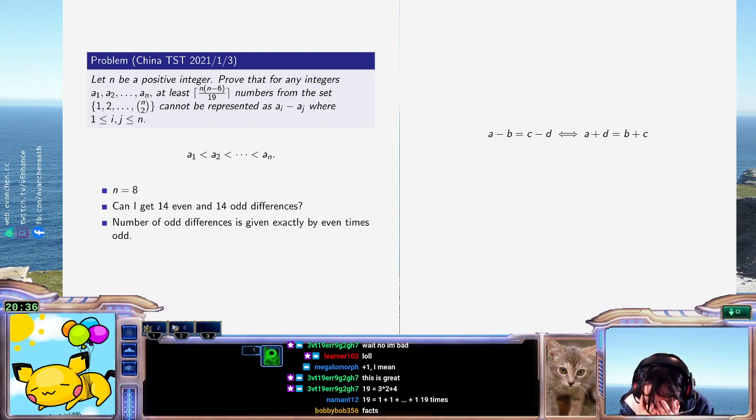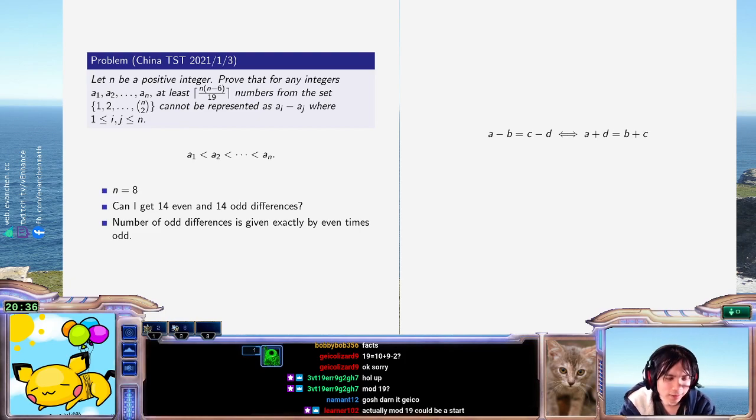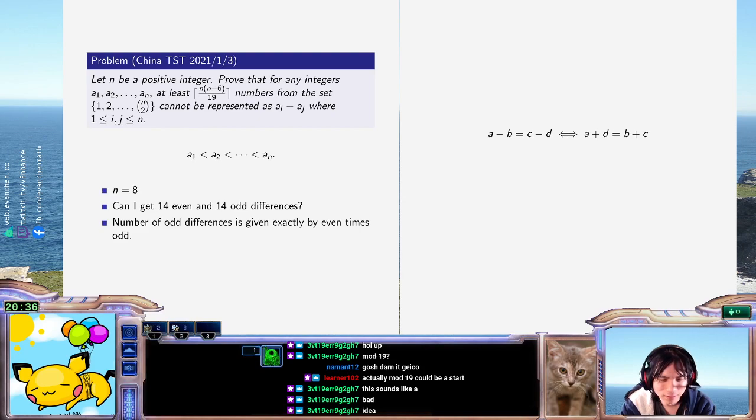Okay, fam, I have a question. What happens when I take mod 19? This shouldn't work because... I mean, it shouldn't work because... Yeah, no. You need something about the size of the numbers. Because you can get... Well, actually... Take mod 19.